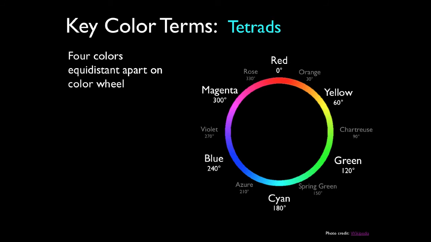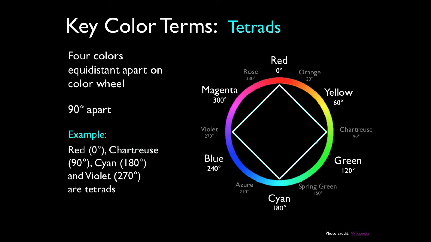The next one is tetrads. As you might guess, that represents four colors that are equally distant apart on the color wheel. So now it's going to be 90 degrees apart, and four 90-degree angles is going to create a square. And so in this example, my tetrads are red, chartreuse, cyan, and violet.